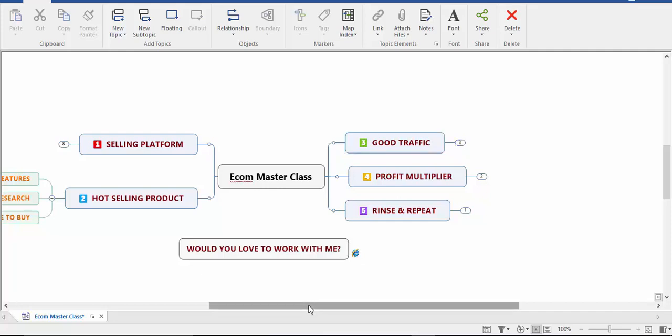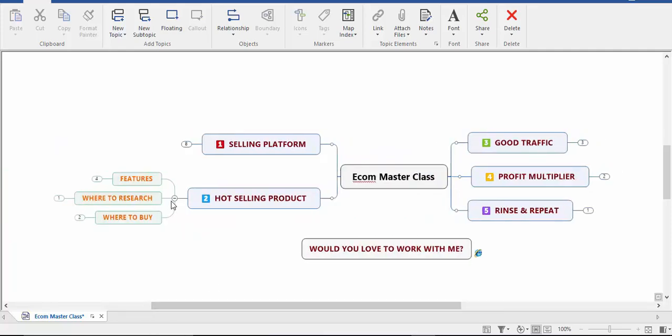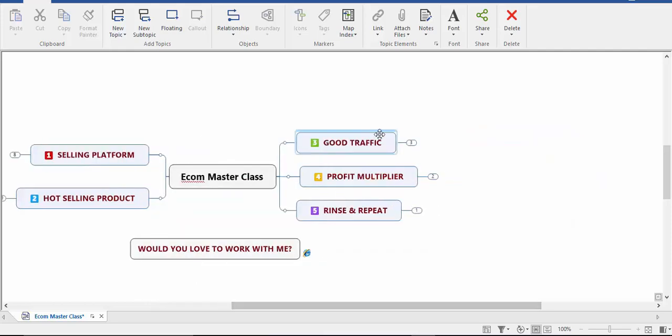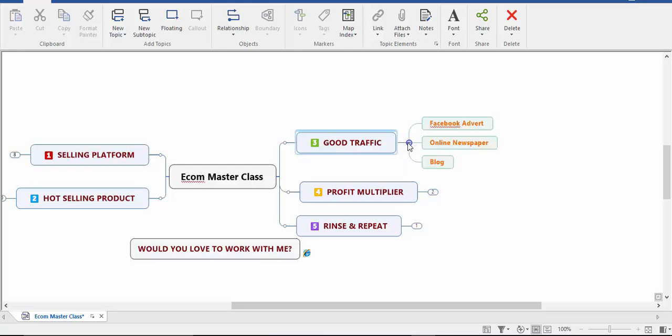Buyers can just come and start demanding for your product. You need a very good traffic. You need to push your product. First of all, the most reliable traffic source I've been using for some time now is the Facebook advert.